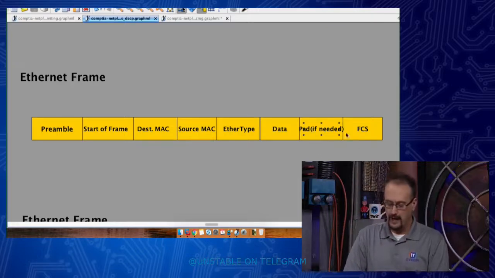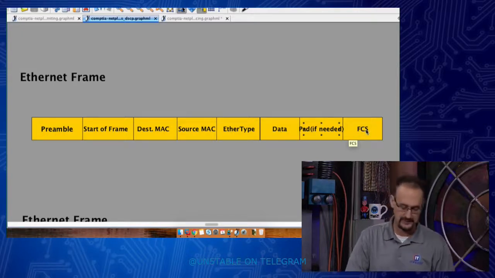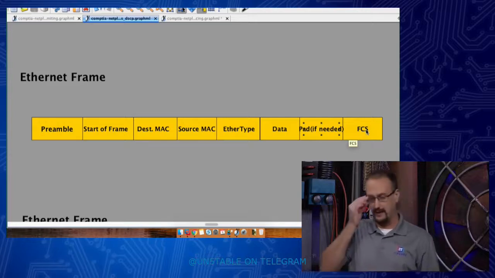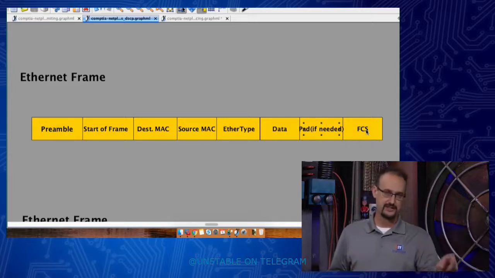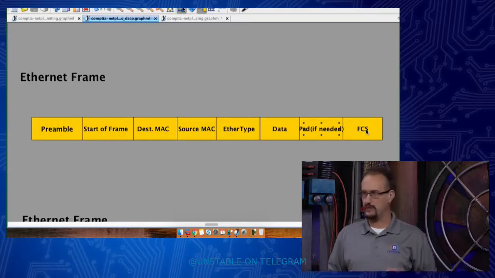It's optional. And then you have the frame check sequence, sometimes called the checksum sequence. But the frame check sequence is a 32-bit value. It's technically what's known as a CRC, a cyclic redundancy check. It's for integrity checking, right? We do store and forward in our switching, all right? So that's the Ethernet frame.